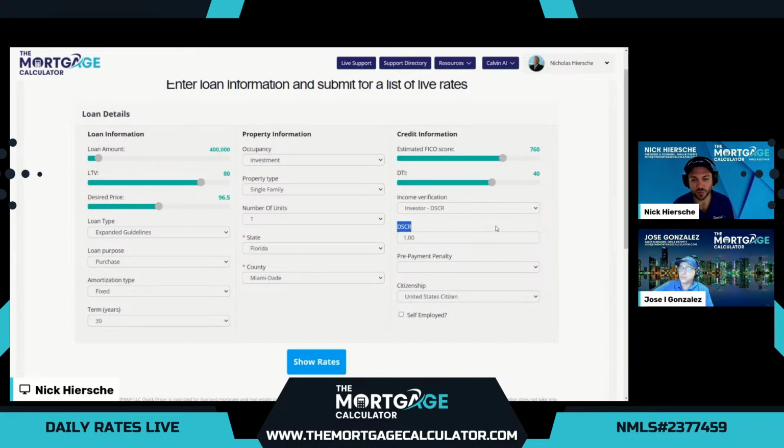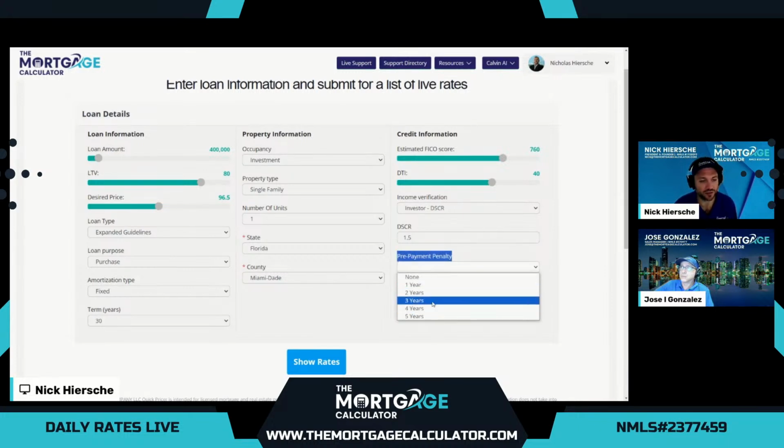If the rents can cover the PITIA of the mortgage, the expenses, aka the property cash flows, that's a ratio of 1.0 or higher. We have options for under 1.0 where the property may not quite cash flow. But for the demo, we always put 1.5, which is the highest amount, so we can see all the options. And finally, we must select a prepayment penalty, which is standard. 3 years is standard on these programs. That's what we'll use for the demo.